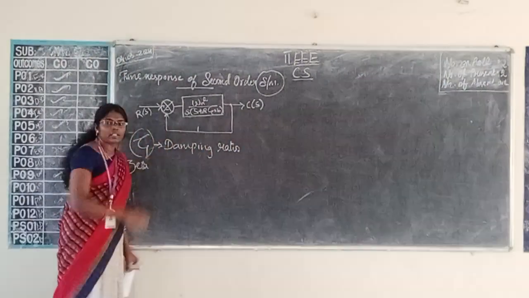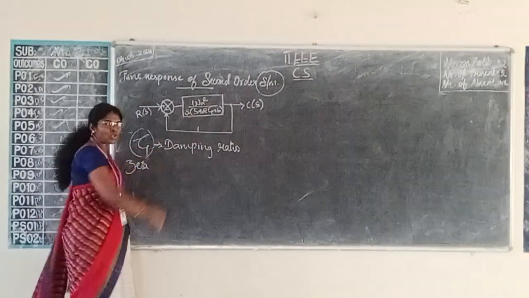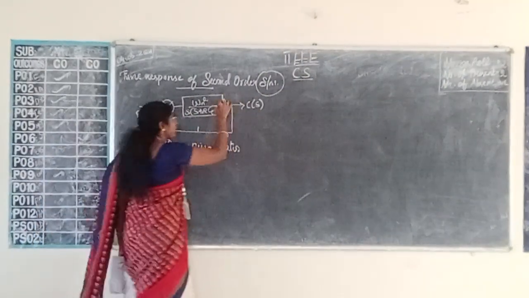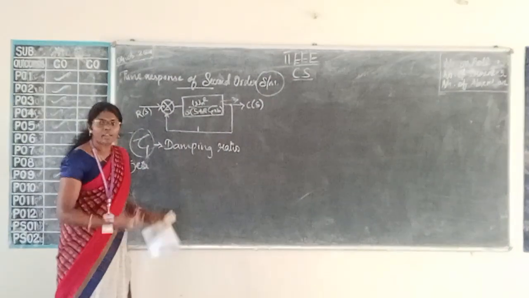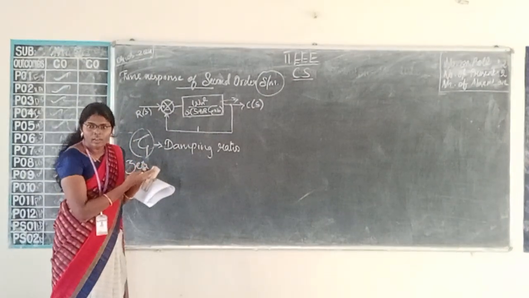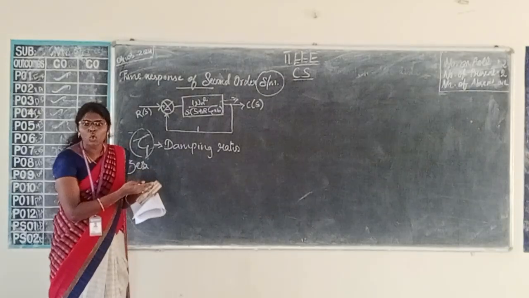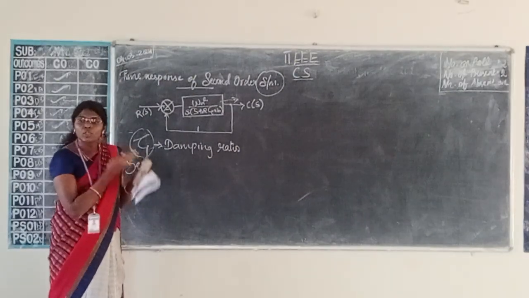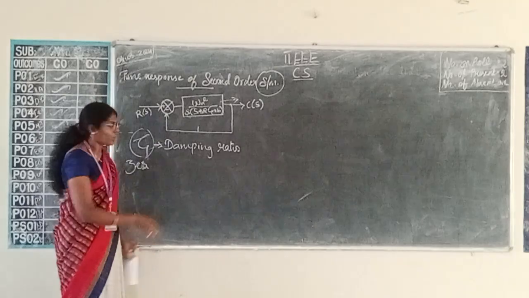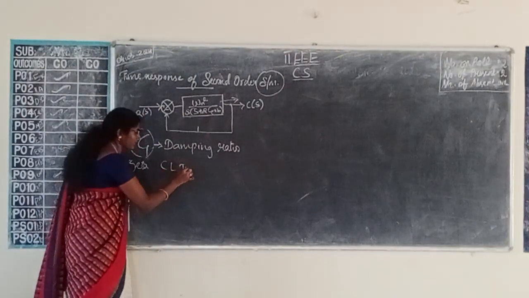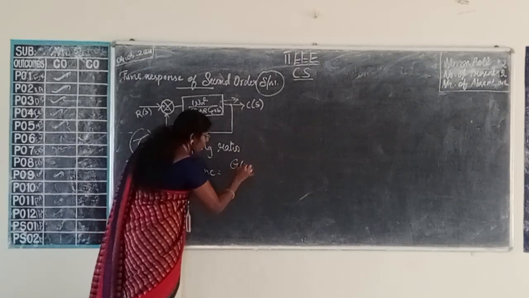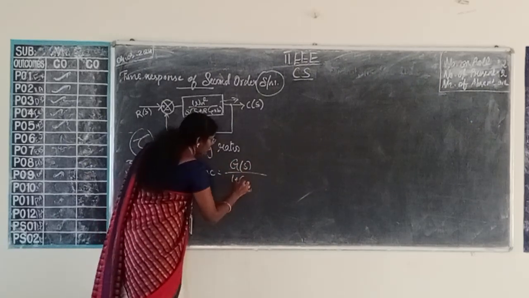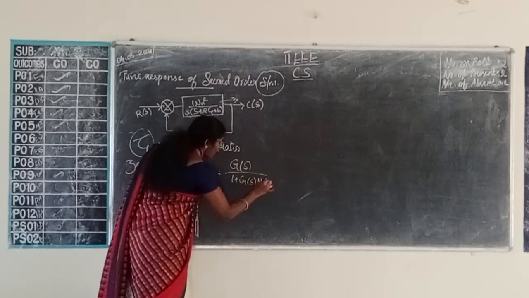How we change the characteristics of this, our original system. We are finding out the transfer function. What we have to find out? We have to go to the equation for the closed loop transfer function. What is the formula for closed loop transfer function? We know that it is G of s divided by 1 plus G of s H of s.